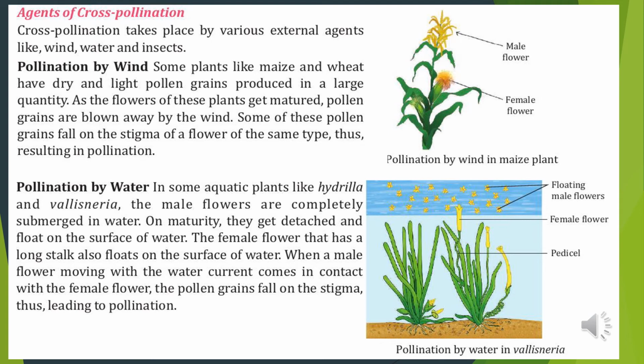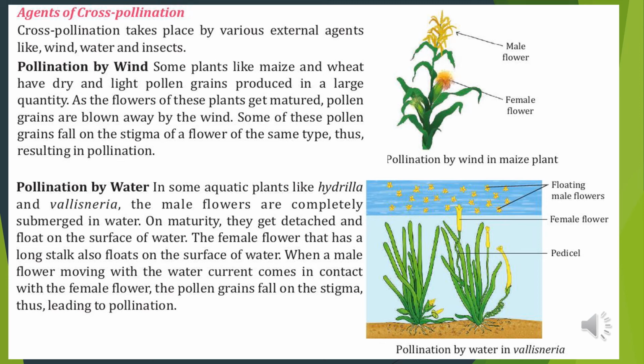Agents of cross-pollination. Cross-pollination takes place by various external agents like wind, water and insects. The first one is pollination by wind. Some plants like maize and wheat have dry and light pollen grains produced in a large quantity. As the flowers of these plants mature, pollen grains are blown away by the wind. Some of these pollen grains fall on the stigma of a flower of the same type, thus resulting in pollination. So with the help of the wind, the pollen grains are blown from one plant to another.